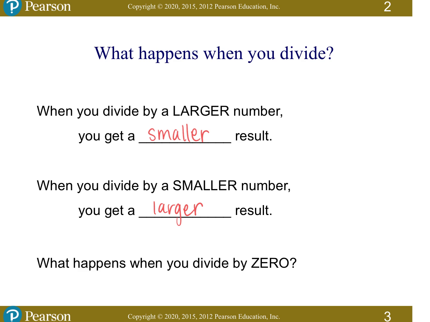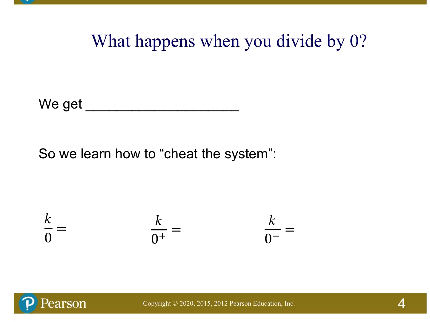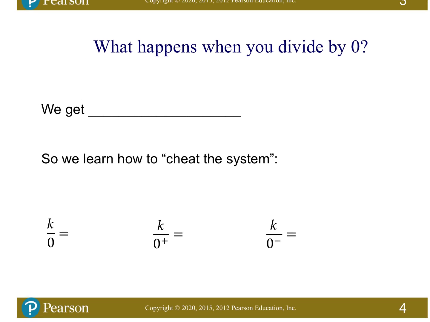So then the question is, what happens when you divide by 0? You've heard me talk about this for about a week now. What happens when you divide by 0? A lot of you are saying, I get undefined, and okay, so we need to reframe how we think about dividing by 0. So before this, you've been saying we get undefined. But I'm going to say, really?